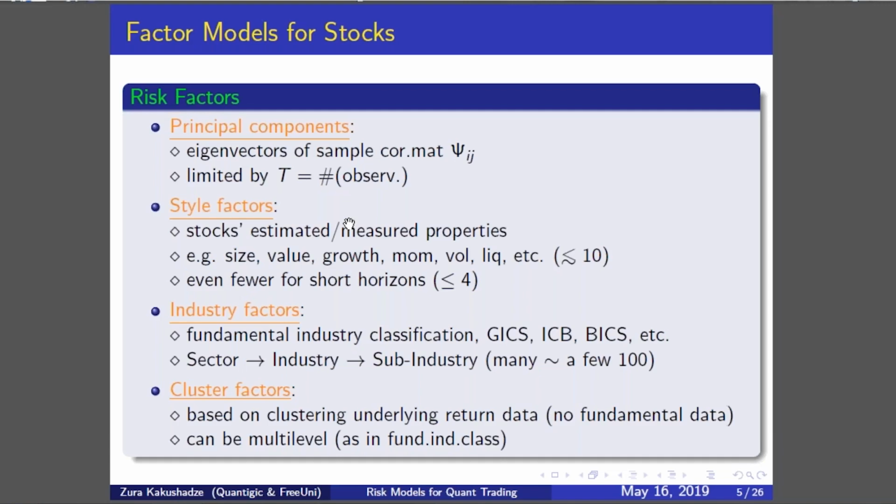Another possibility is to consider the so-called style factors, which are basically stocks' estimated measured properties, such as size, which is related to the market cap, value, growth, momentum, volatility, liquidity, and that kind of factors that you would calculate from some kind of measured properties of the stocks in your portfolio. However, the number of such style factors is also limited. Something that you can reasonably write down is maybe at most 10 or of that order of magnitude. And once you go to short horizons, that number is even smaller. It's something like 3 or 4 factors you can write down reasonably that are pertinent to short horizon models. And I'll talk about this a little bit later.